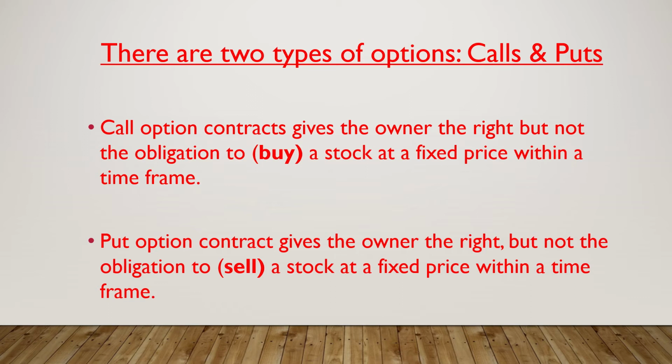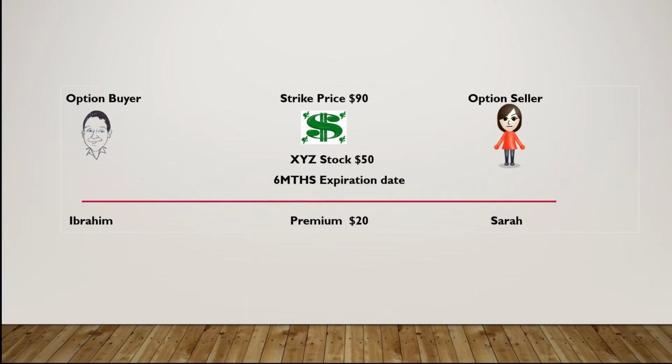Let's assume we have a stock and there's a buyer and a seller. So you have someone who wants to buy the stock and someone who wants to sell the stock. At this time, let's say the stock is currently valued at $50. In a typical stock trade, Sarah owns the stock and she wants to sell the stock to Abraham. Abraham would pay Sarah $50. So the stock goes over to Abraham, who now owns the stock.